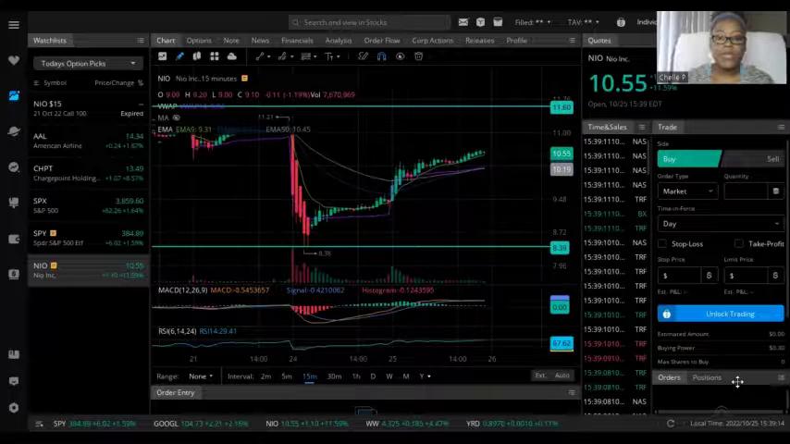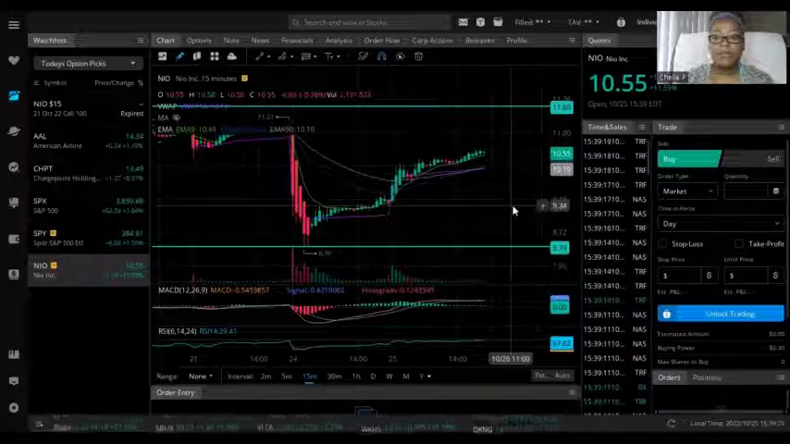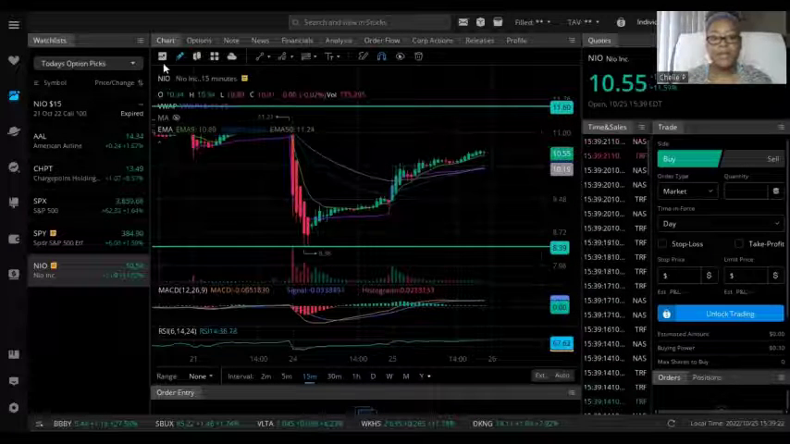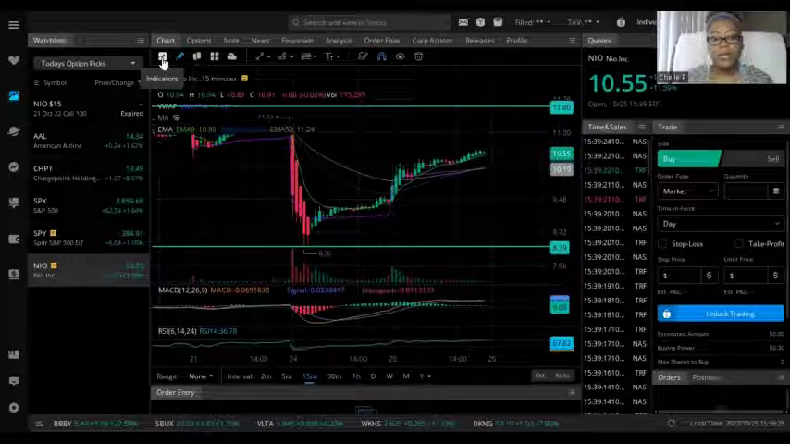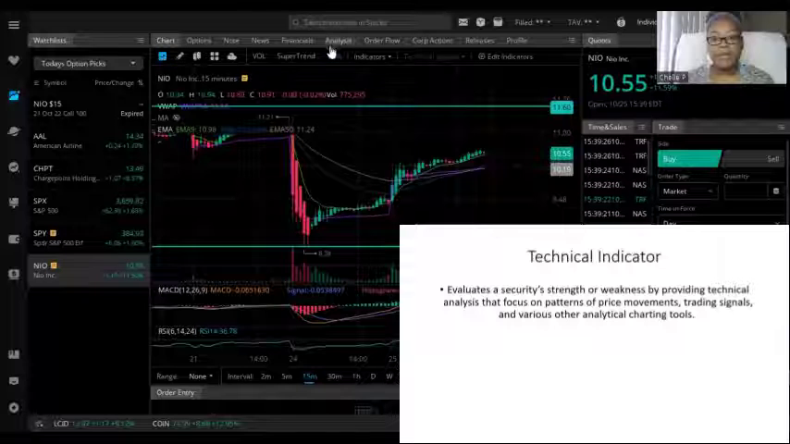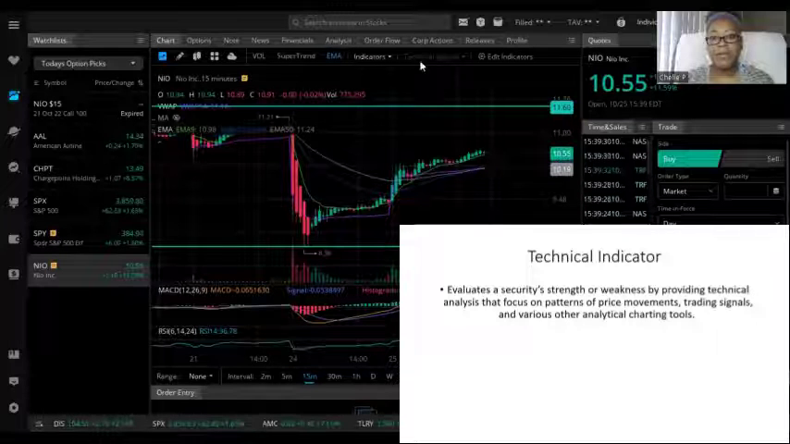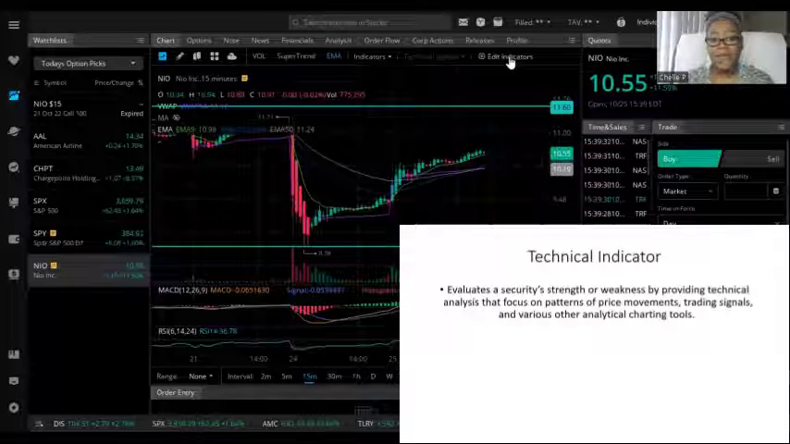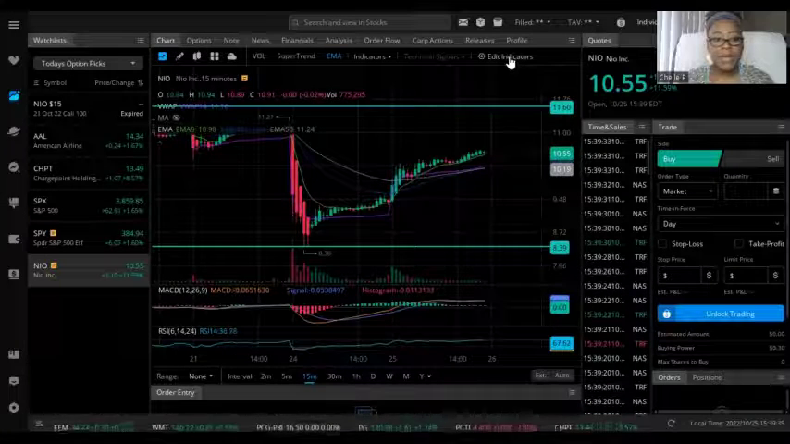Okay, so this is the Webull chart, and what you want to do is come in here when you get ready to set up your indicators. You're going to click here, and you see where indicators popped up. And then if you're wanting to edit some that you already have on your chart, you would just come right here.